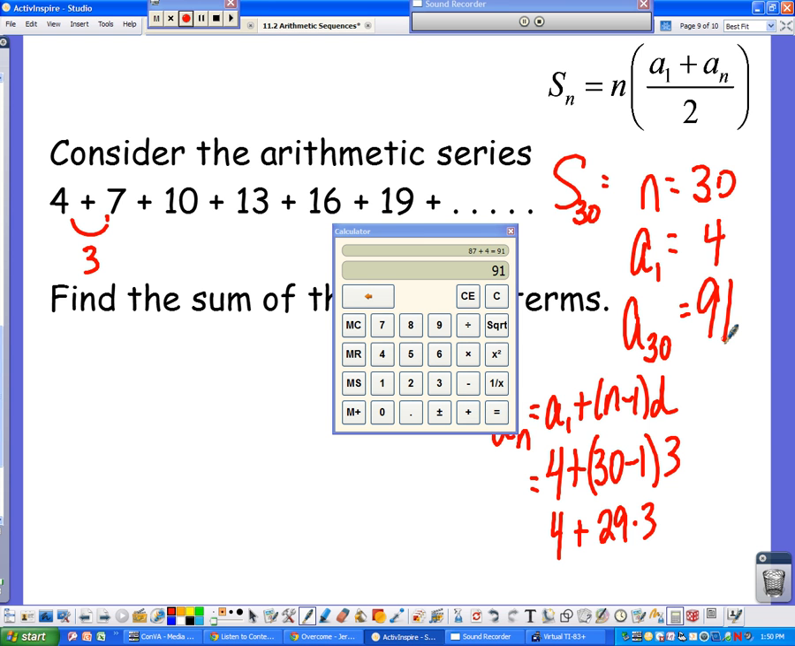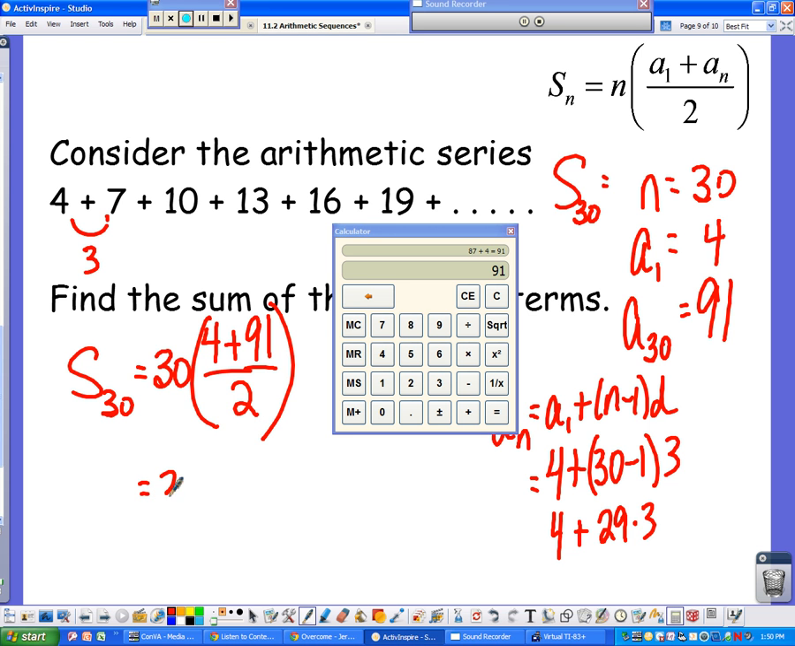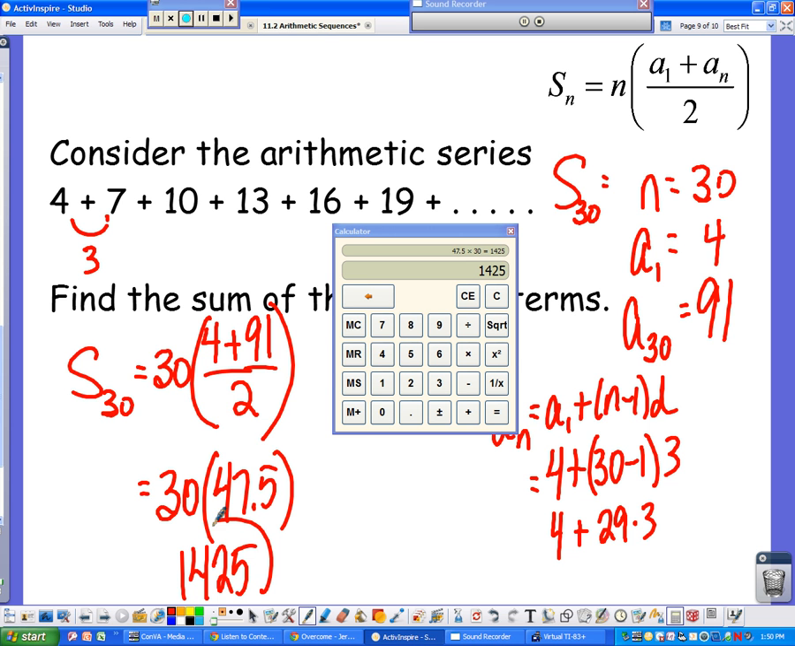So now I have all the components that I need for the formula. If I'm finding the sum of the first 30 terms, my n is 30, my first term is 4, plus a sub n, or the last term, 91, and I'm just going to divide that by 2. Following the order of operations, 4 plus 91 gives me 95, divided by 2 gives me 47.5. Then I multiply that times 30, and I get 1,425 as my answer. So go ahead and try the next one as a you try.